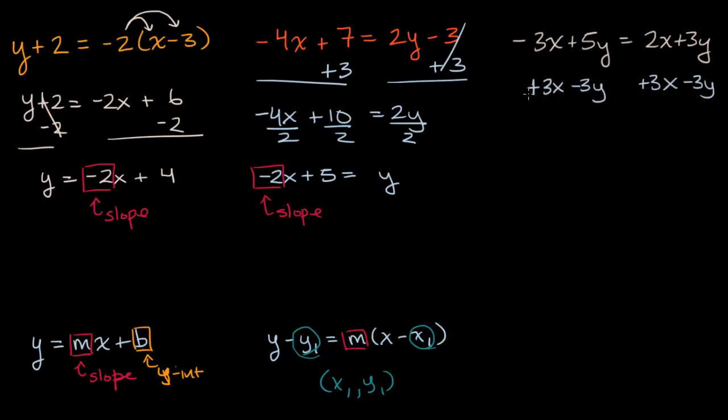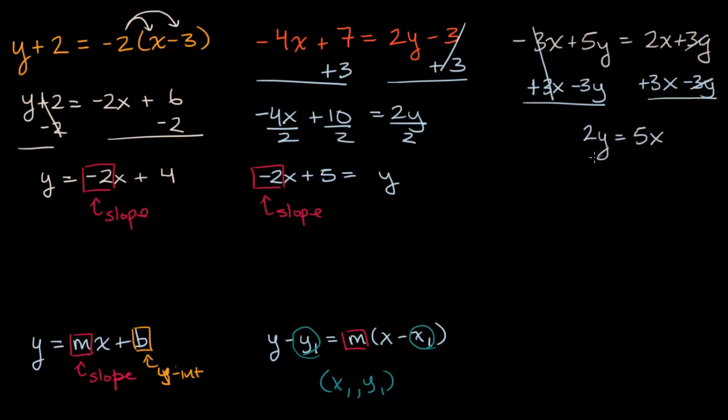I'm doing two steps at once, but once again, I'm trying to get rid of this negative 3x. So I add 3x to the left, but I have to do it to the right if I want to maintain the equality. And if I want to get rid of this 3y, well, I subtract 3y from here, but I have to do it on the left-hand side if I want to maintain the equality. So what do I get? That cancels out. 5y minus 3y is 2y is equal to 2x plus 3x is 5x. And then these two characters cancel out.